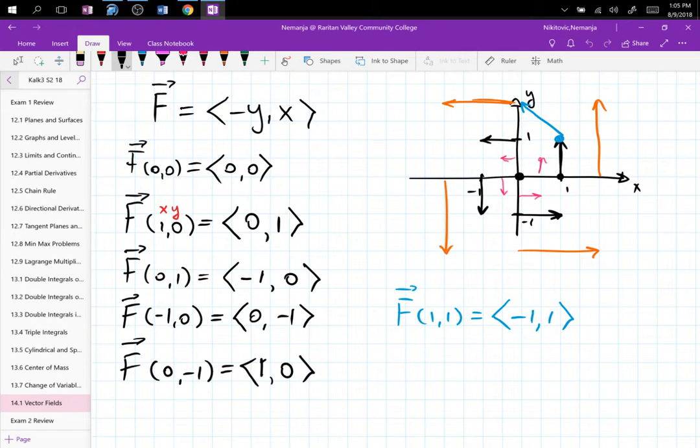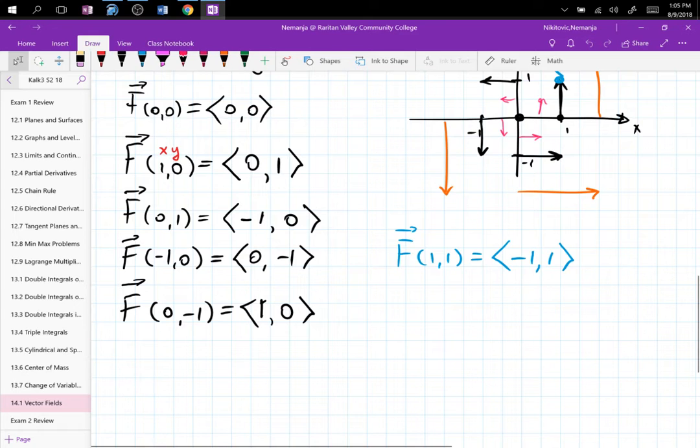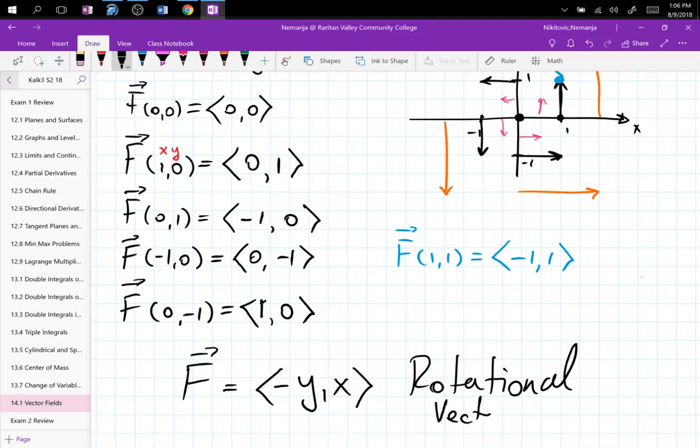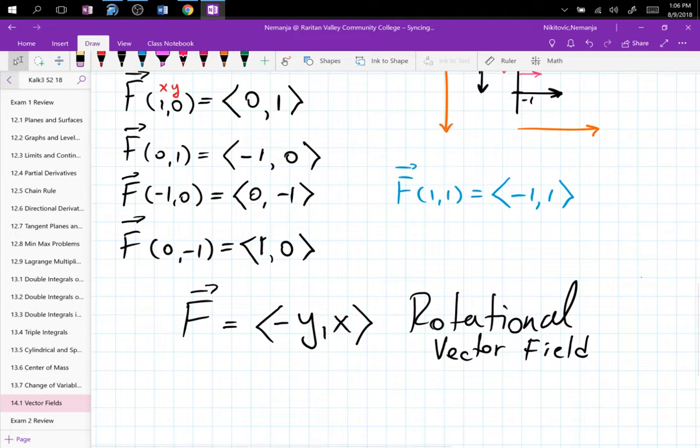Rotational magnetic field. So we have F (negative y, x) called the rotational vector field. Now you can find the rotational vector field in hurricanes and tornadoes. Sure, they're there, right? But we like to also think of rotational vector fields for things that we build to make our lives easier. So it's a very important vector field.